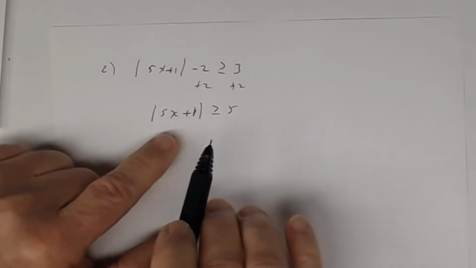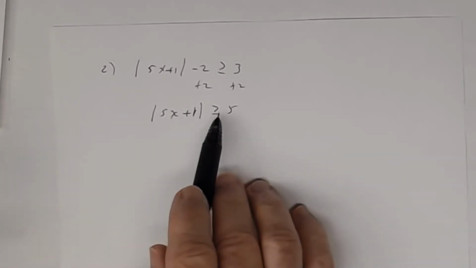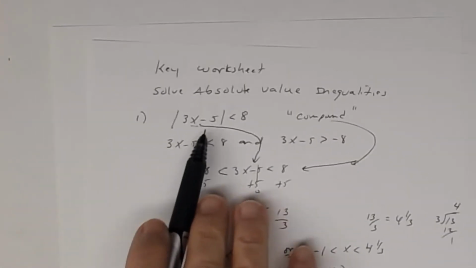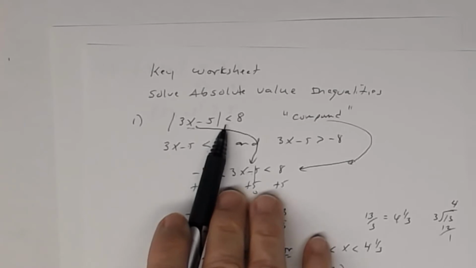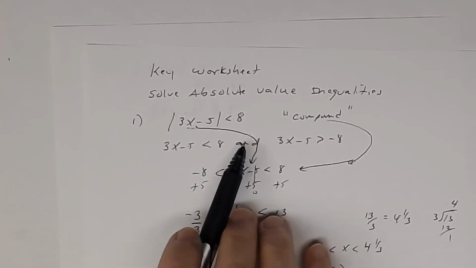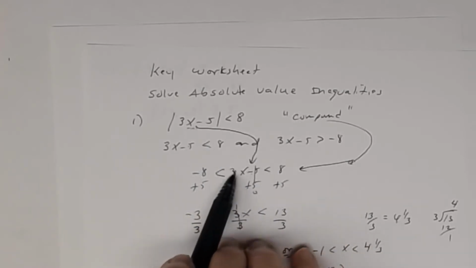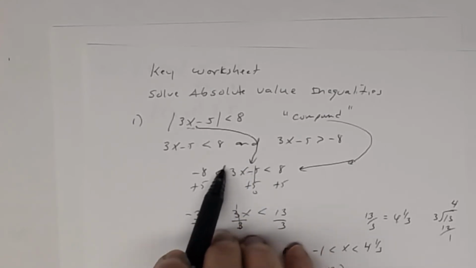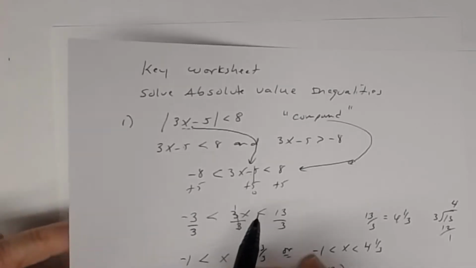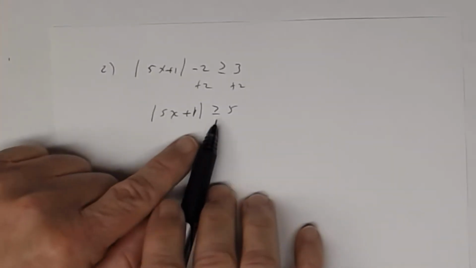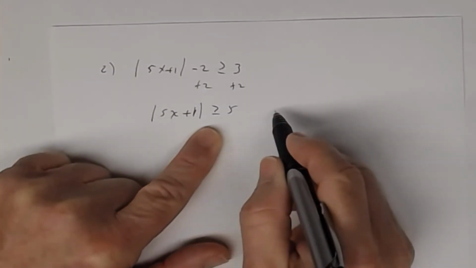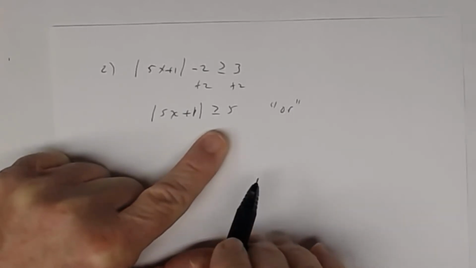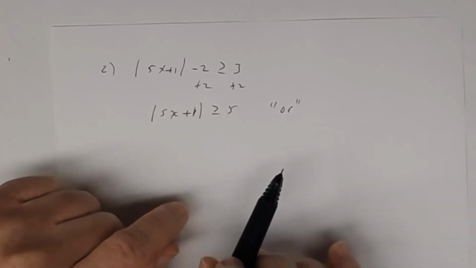Now be careful. This is an absolute value greater than. This was an absolute value less than. So that's that compound statement, that and statement right here. The 3x minus 5 must be less than 8, and at the same time, it must be greater than -8. With a greater than, when you think greater than, you've got to think of the word or. So you're going to change this to an or statement.